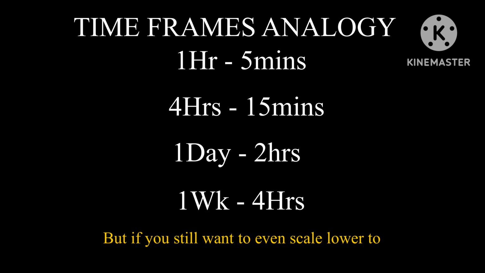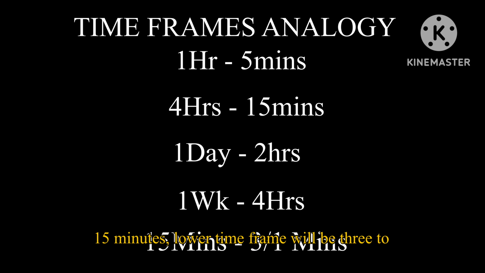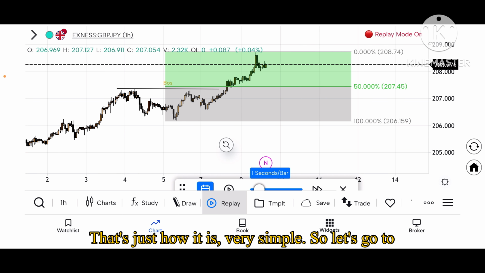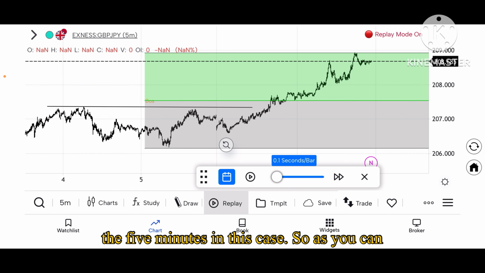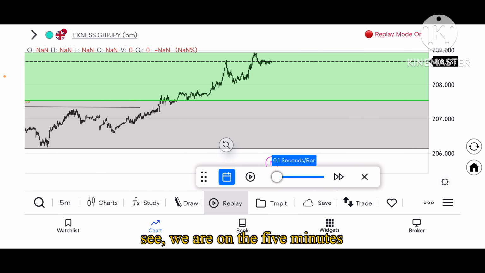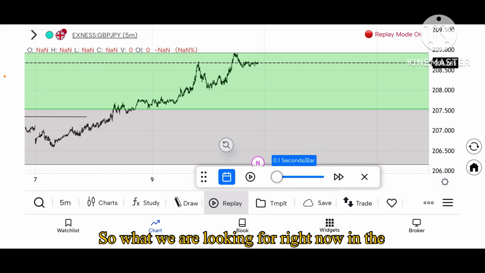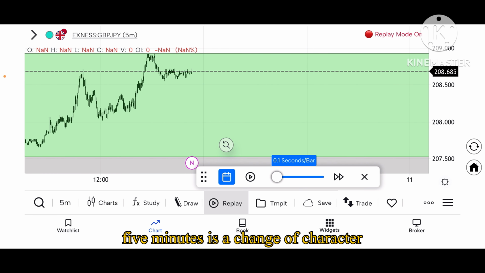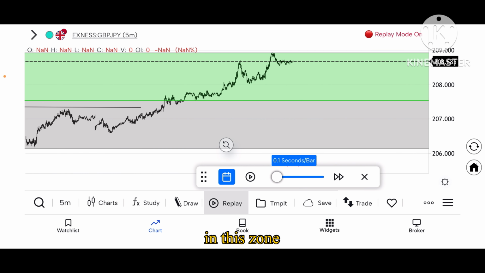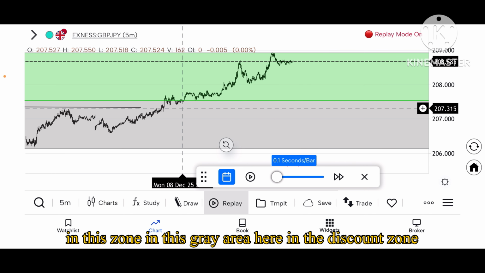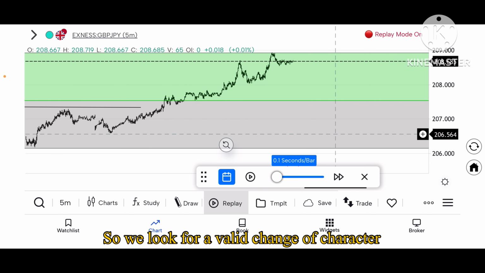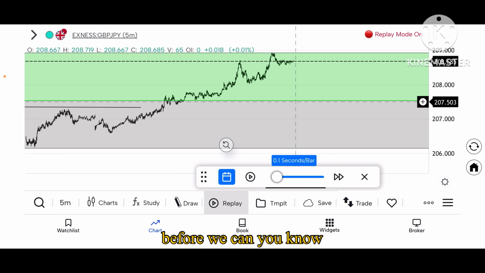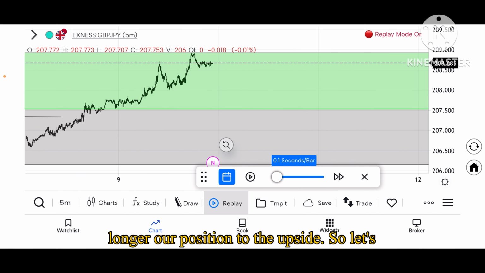But if you still want to scale even lower from 15 minutes, the lower time frame will be 3 to 1 minute. That's just how it is. Very simple. So let's go to the 5 minutes in this case. So as you can see, we're on the 5 minute. So what we are looking for right now on the 5 minutes is a change of character in this zone, in this gray area here, in the discount zone. So we look for a valid change of character before we can long our position to the upside.